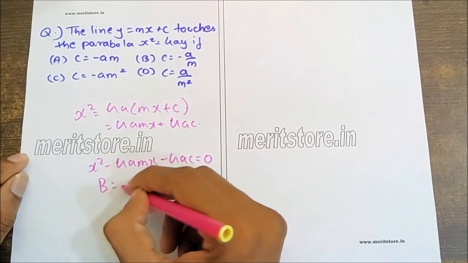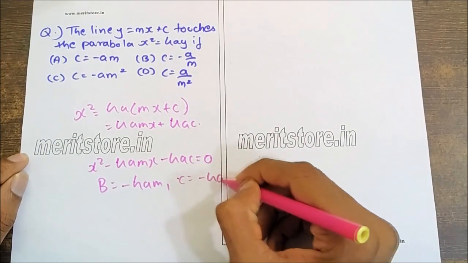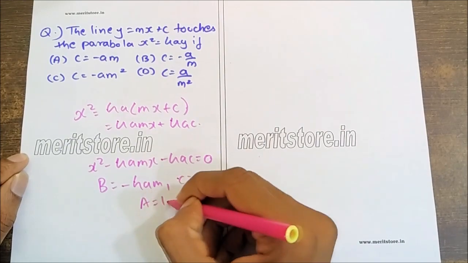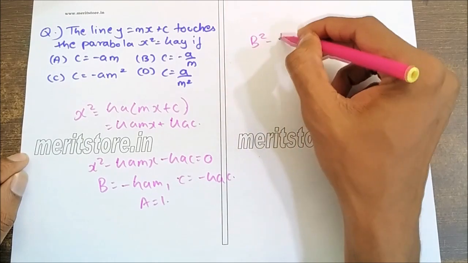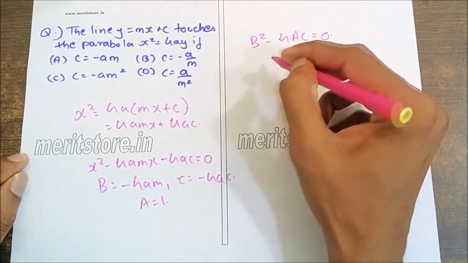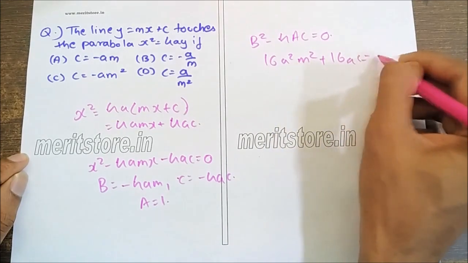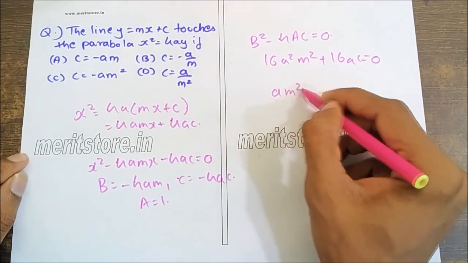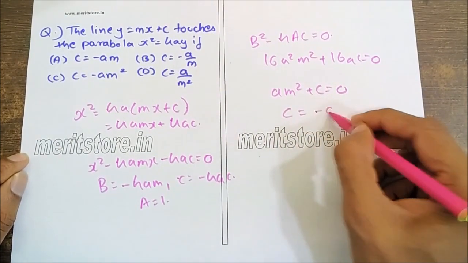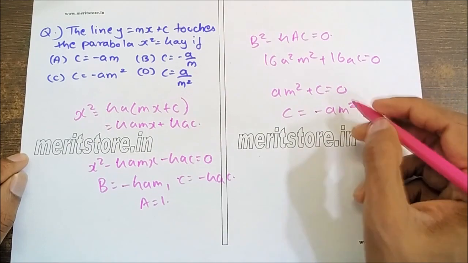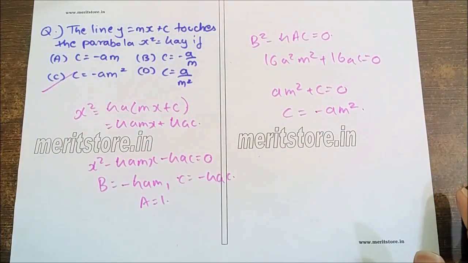Here we get b is equal to minus 4am, c is equal to minus 4ac, and a is equal to 1. Since discriminant is equal to 0, therefore b square minus 4ac is equal to 0. Therefore 16a square m square plus 16ac is equal to 0. So we get am square plus c equal to 0. Therefore we get c is equal to minus a m square, and we see our answer matches option C. Therefore option C is the correct answer.